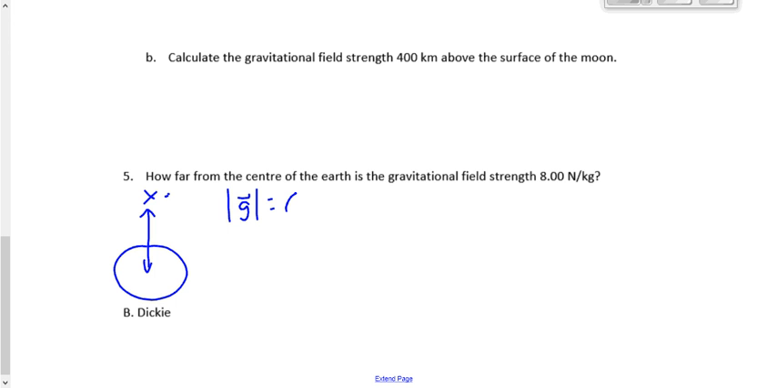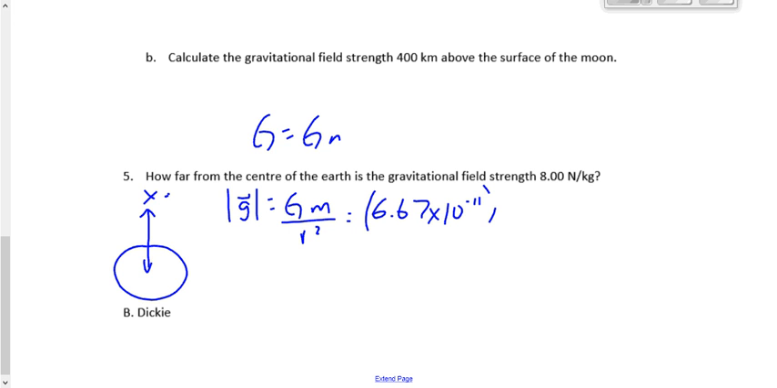g is equal to big G m over r squared. Big G is 6.67 times 10 to the negative 11. By the way, yesterday as I was walking around when you guys were working on these questions in class, I saw some people kind of shortcutting it or kind of cheating a little bit, saying G is equal to, or little g, gm over r squared. Be careful with that, okay?